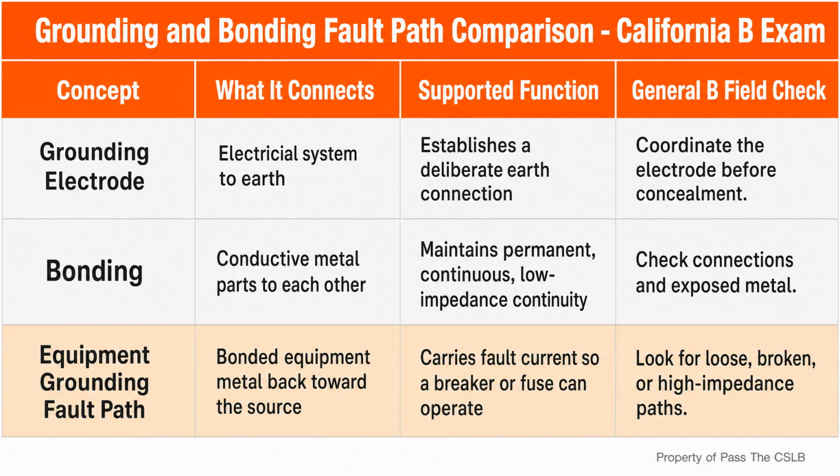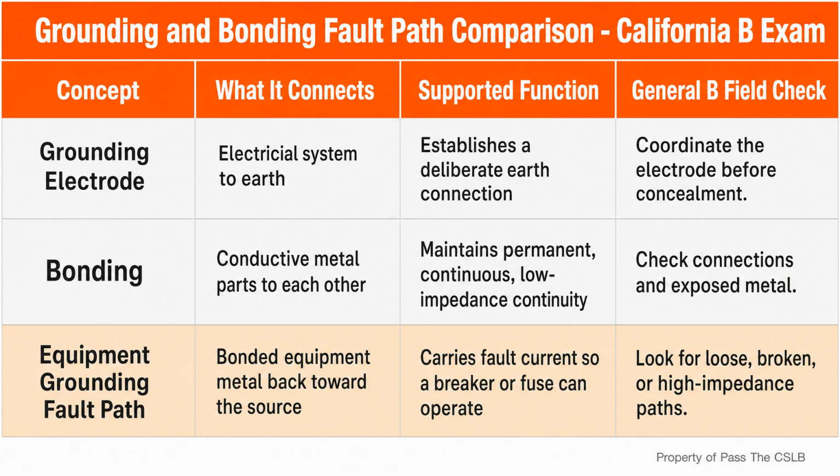Temporary power deserves special attention because construction sites combine cords, damaged equipment, weather, damp surfaces, and constantly changing work areas. California rules require approved ground fault circuit interrupter protection for 120 volt, alternating current, single phase, 15 ampere and 20 ampere temporary receptacle outlets that are not part of the permanent wiring.